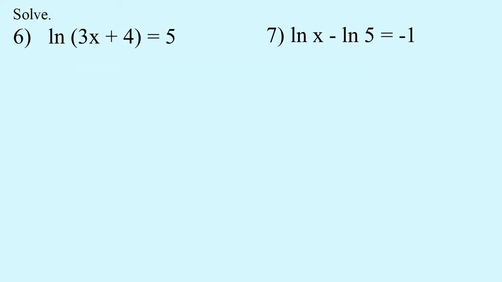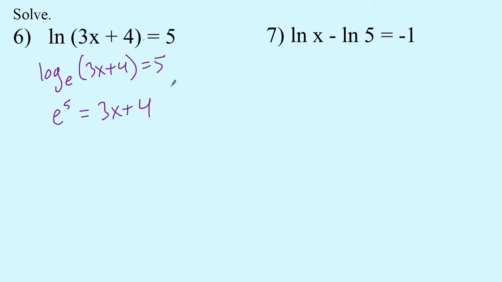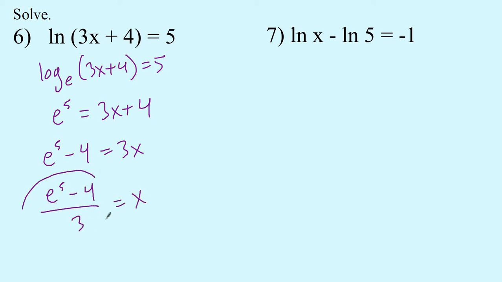Okay, so now let's do some solving. Same as before. We have it written as log base e of 3x plus 4. So log equals a number. So simply solve it just like before. Do your loop-de-loop. And now get the x by itself. We want to subtract the 4. And then we want to divide by 3. Okay?